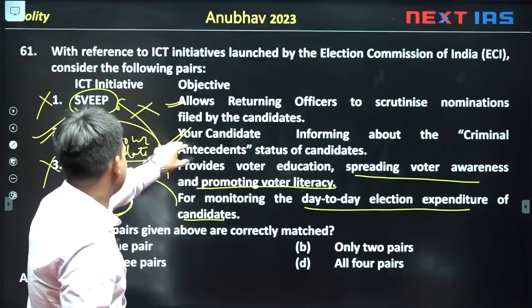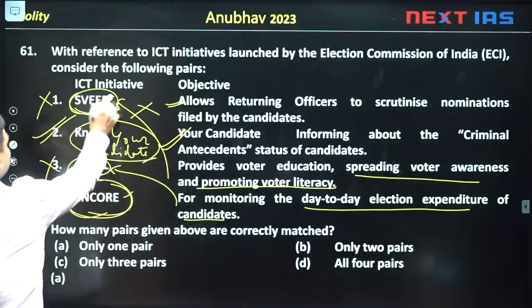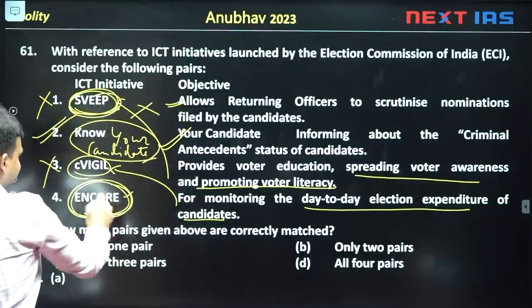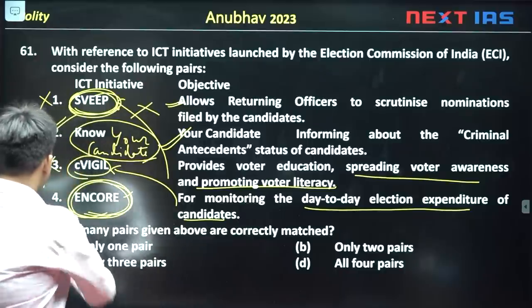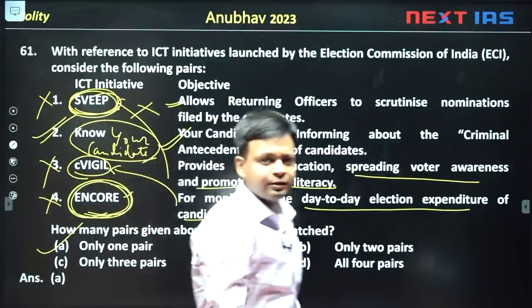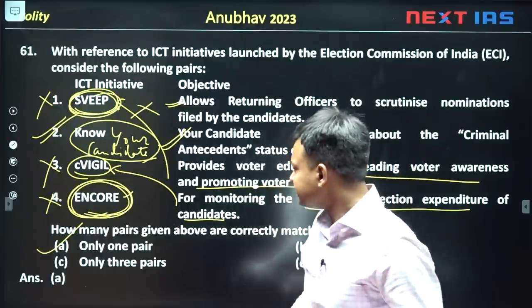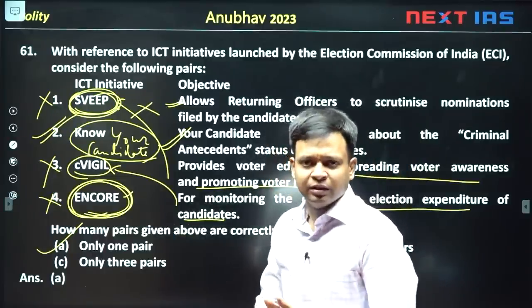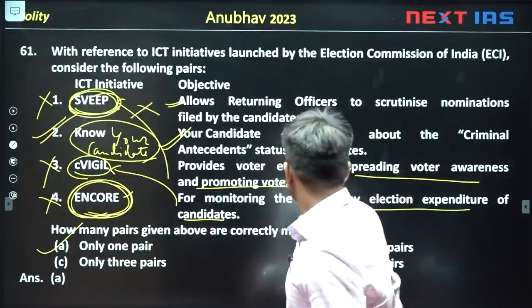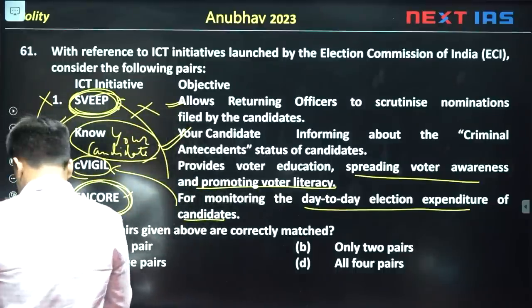Know Your Candidate, it was very obvious that it seems to be a correct option. So mostly sweep and NCORE was something which could have confused you. So only one pair is correct, so the answer is A, right? So this is how you have to practice elimination also, but in this one elimination is very difficult, right? So let us look at the next question.